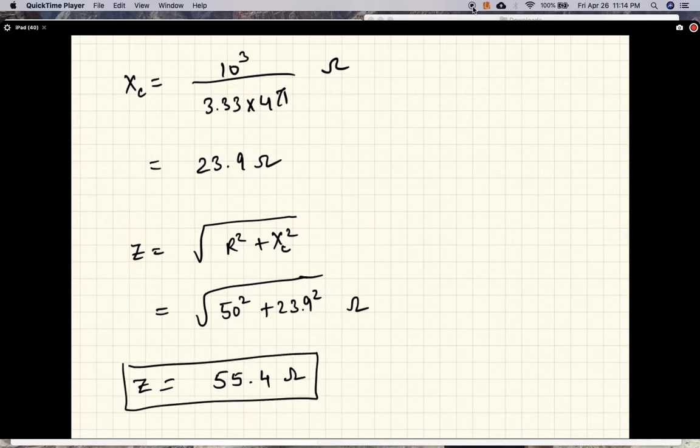So at 2 kilohertz, that's the frequency. And notice that as the frequency increases, XC decreases, the impedance of the capacitor decreases. So in the limit omega going to infinity, Z would go to 50 ohms. All right, that finishes that problem.